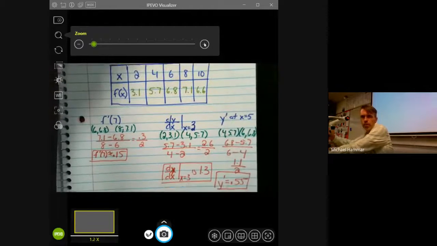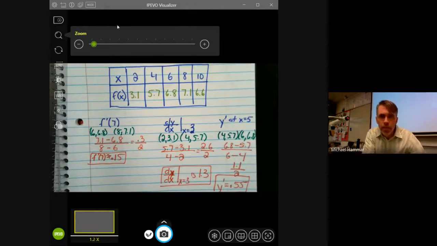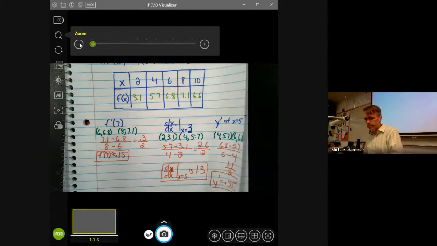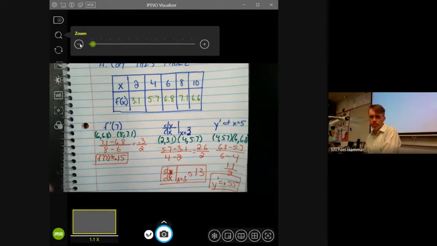Okay? But notice, everything is based off of the x value. We're always going back to what is the slope at x equals something. What is the value at x equals something? So we're always going back to those x values. That's our key thing in this whole process. So let's do one more thing. Okay? That's what we do if we have a table.